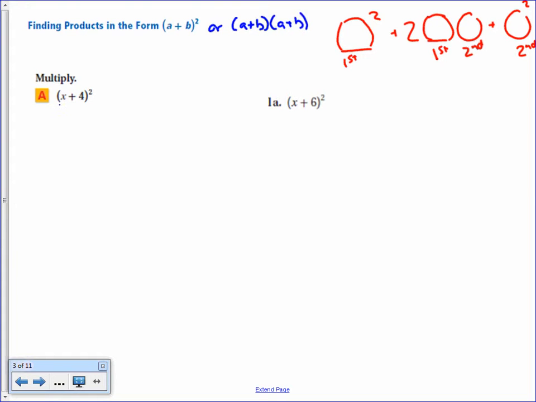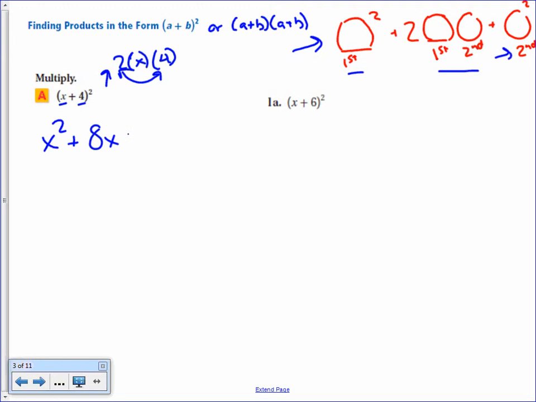So if you notice letter A, we have x plus 4 squared. My first term is the x, my second term is the 4. That's the only thing I really need to worry about. And you're going to follow the setup. You're going to take the first one squared, so just x squared. And then we're going to add 2 times the first times the second. So 2 times x times 4, and you can combine the 2 and the 4 together. That gives me an 8x. Following along here, we got that. And then we're going to add the second one squared. So plus 4 squared, that's going to give me a 16.